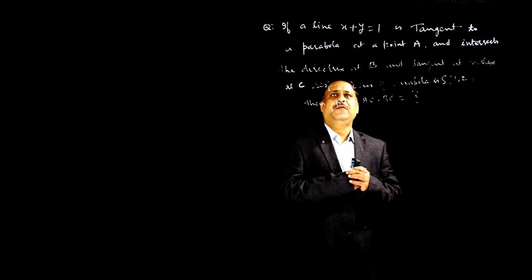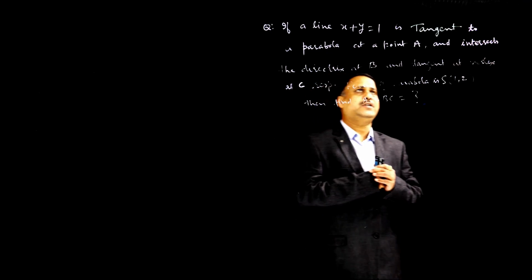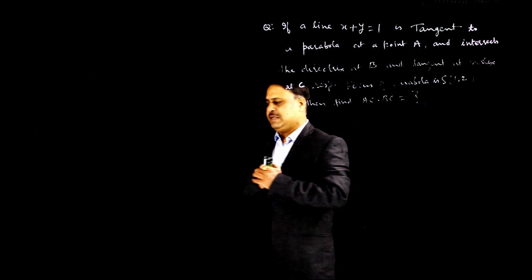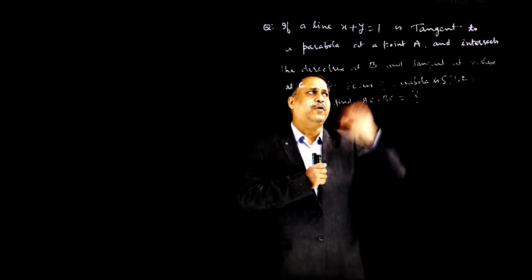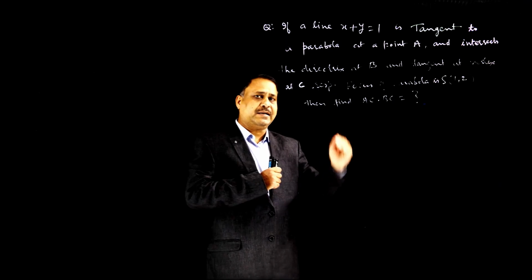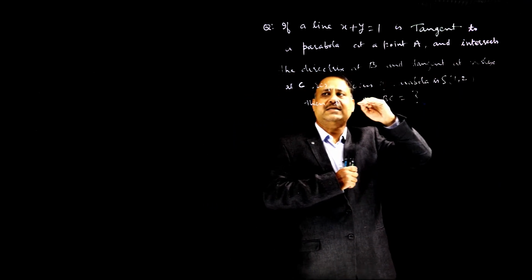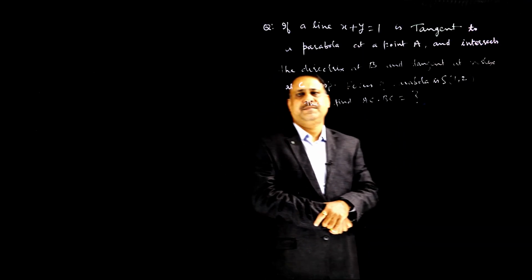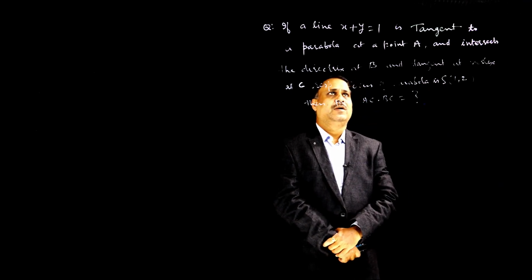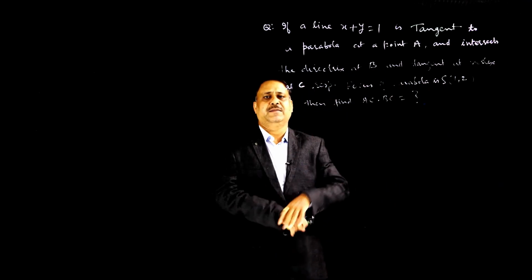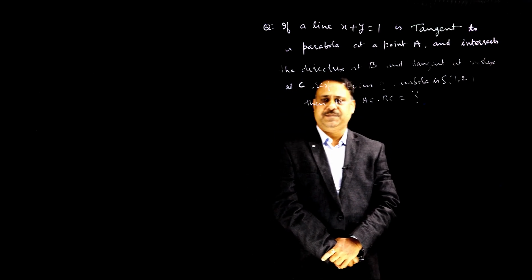The question is, if a line x plus y is equal to 1 is tangent to a parabola at a point A, that means this line x plus y is equal to 1 touches some parabola at a point A and intersects the directrix at B and the tangent at vertex at C respectively. And the focus of the parabola is given as (1, 2). Only the tangent is given, focus is given. Then he is asking to find the product AC dot BC.